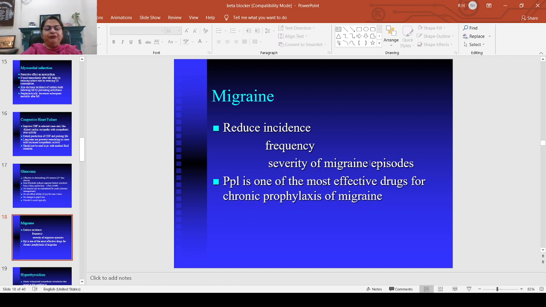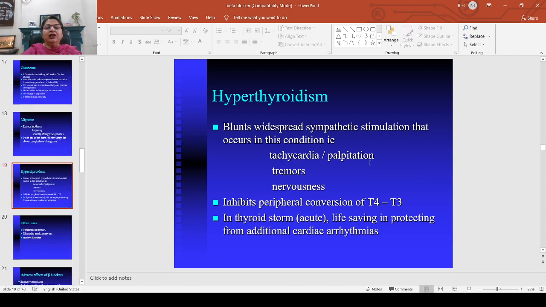In migraine, beta blockers tend to reduce the incidence, frequency, and severity of migraine episodes. Propranolol is one of the most effective drugs for chronic prophylaxis of migraine, though it does have some drawbacks like weight gain and others.